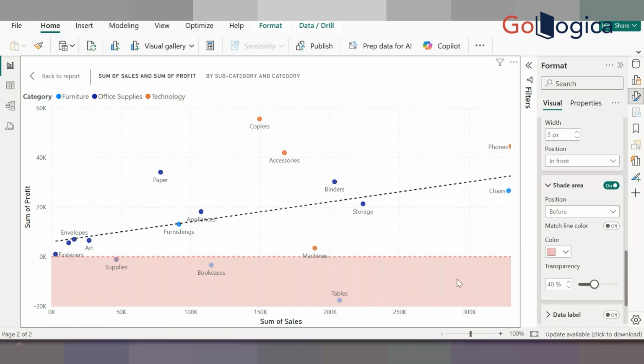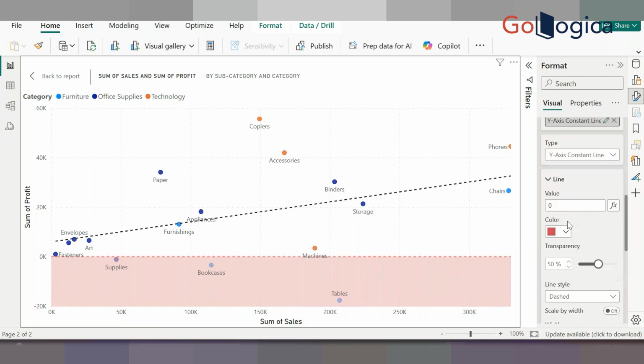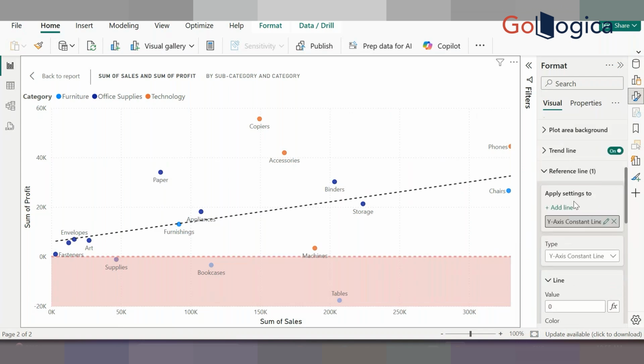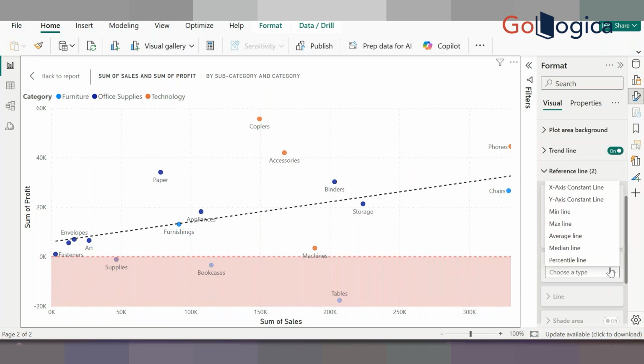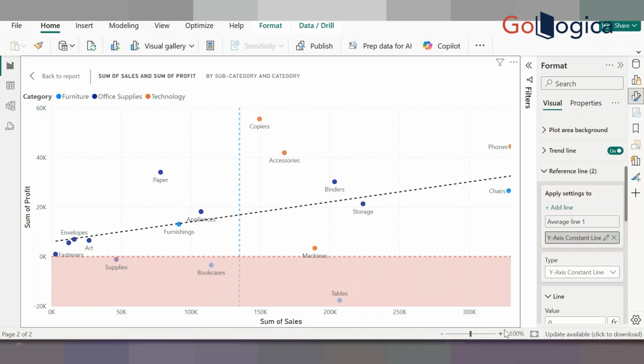The next thing we can do, apart from that, is draw average lines. So I'll just draw some lines here. Add a line, and I say average line.